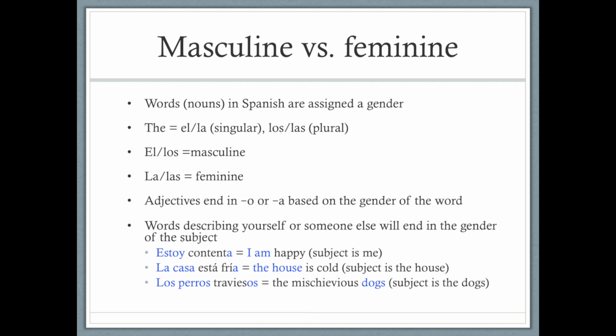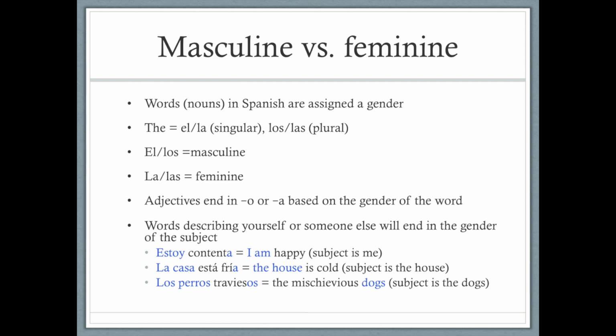There's a couple different ways to say the in Spanish. The masculine form is el, which is singular, or los, which is plural. The feminine form is la, which is singular, or las, which is plural. Adjectives will end in an O or an A based on the gender of that word. Words describing yourself or someone else will end in the gender of the subject.